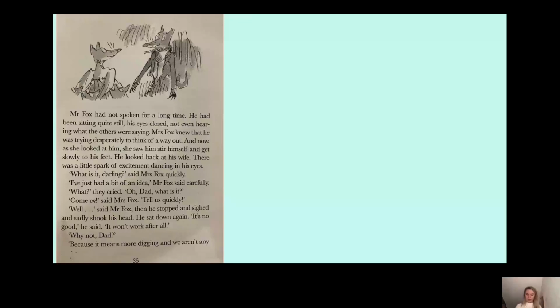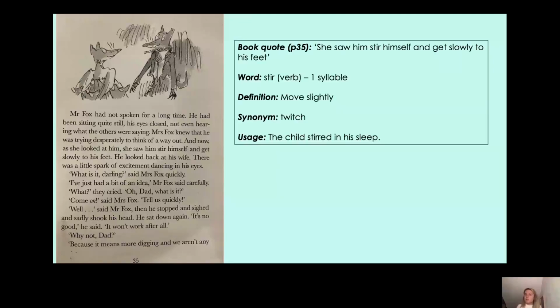Okay, now here it says she saw him stir. Now we know that he is sitting in the room, but he's sitting very still, because he's thinking. Now, if he then stirs, do you think he's sitting still anymore? Well, no, because the verb stir means to move slightly, and it has one syllable. Clap it with me. 3, 2, 1, stir. So fantastic Mr. Fox was sitting very, very still, and then he started to move slightly. So he stirred. Now, a synonym of to stir is twitch. So if you twitch, you move slightly all of a sudden, okay? And that's what Mr. Fox did when he stirred.